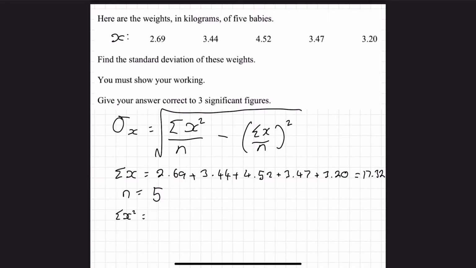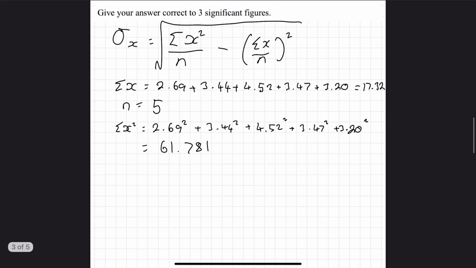So that's basically you square all of these and add them together. So 2.69 squared plus 3.44 squared plus 4.52 squared plus 3.47 squared plus 3.20 squared. So you go to your calculator and you just square all these numbers. And that gets us 61.781. So now I'm able to do the calculation.